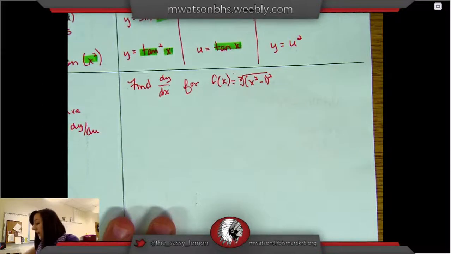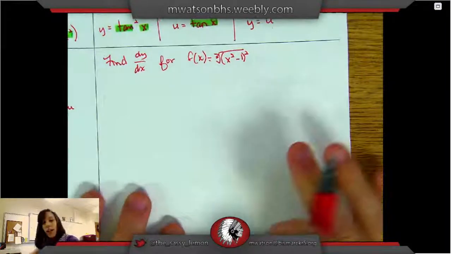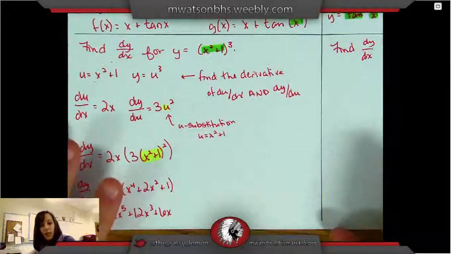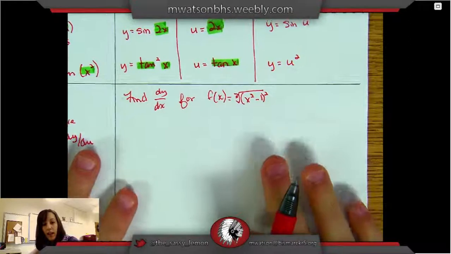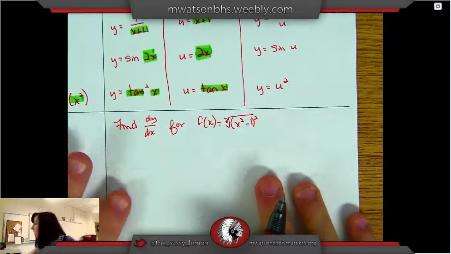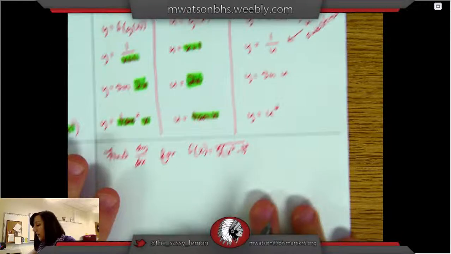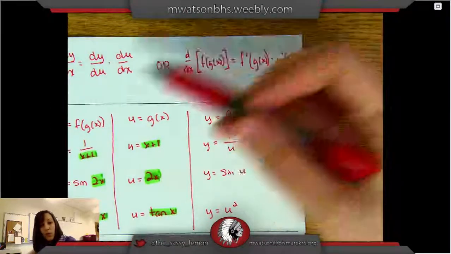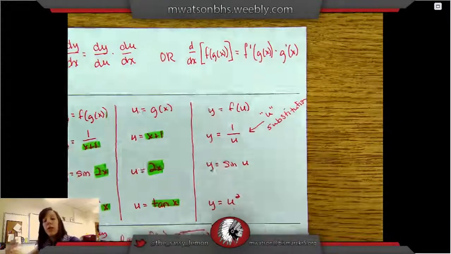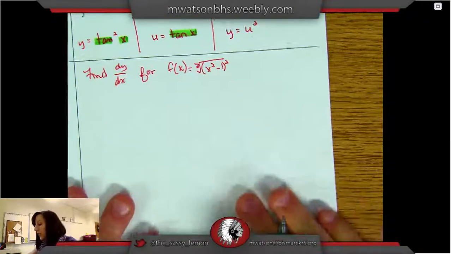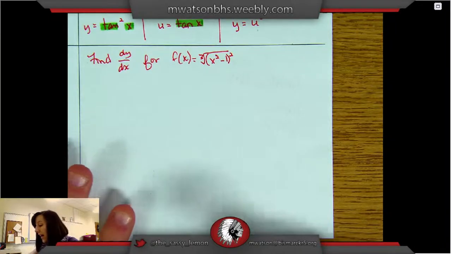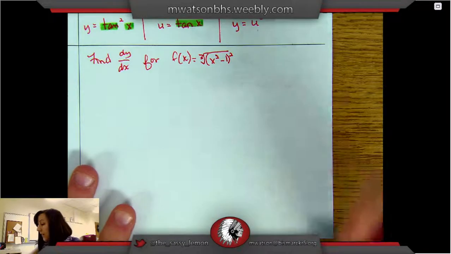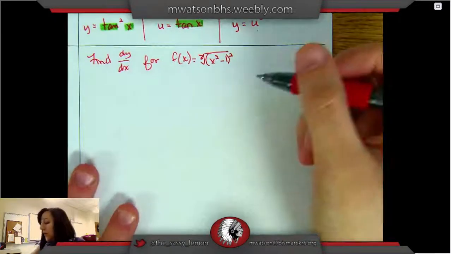So this time, instead of using the u substitution method and the dy over du, this time let's find it using this rule. Now these rules are really one and the same, but one way may click with you better than the other. So in this particular problem, we are going to identify our f of x and our g of x.